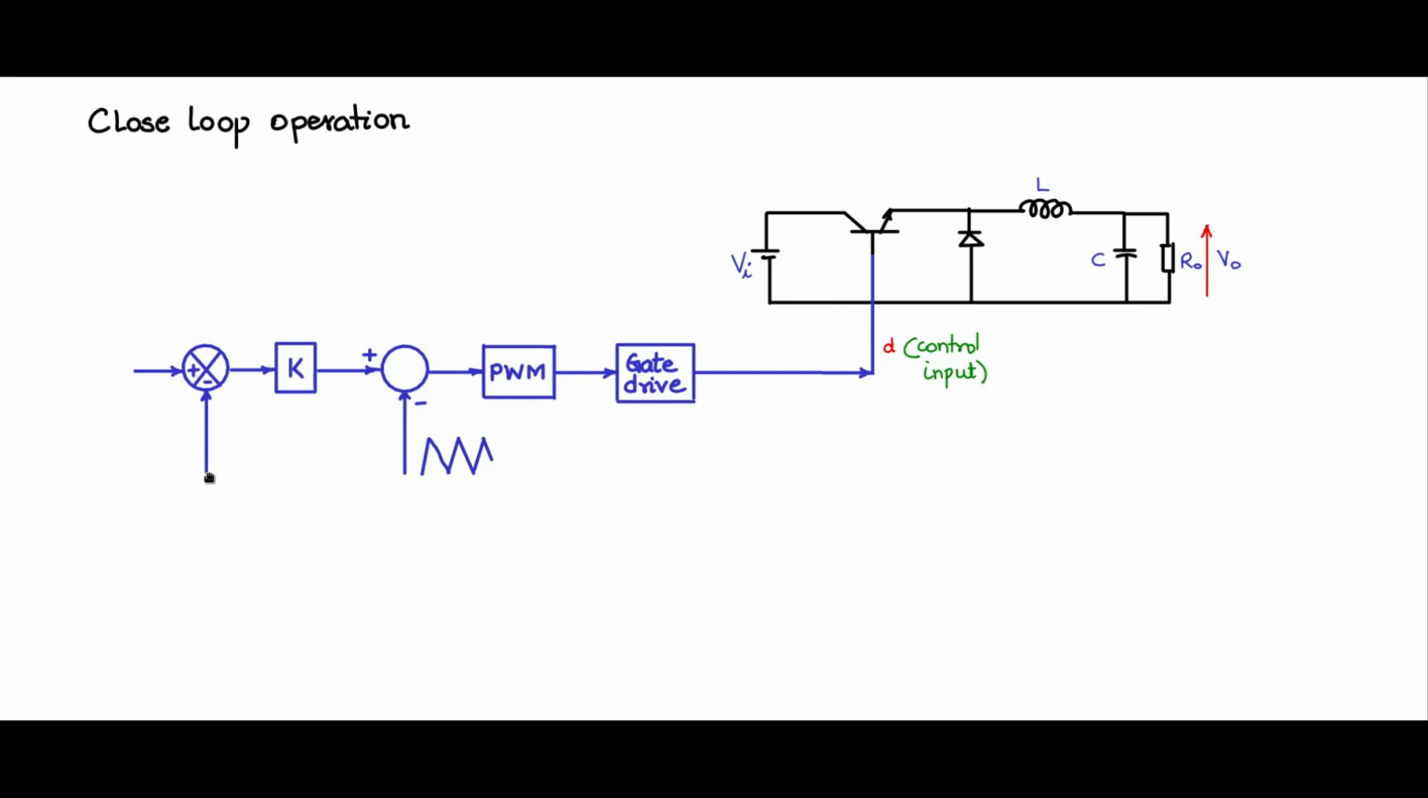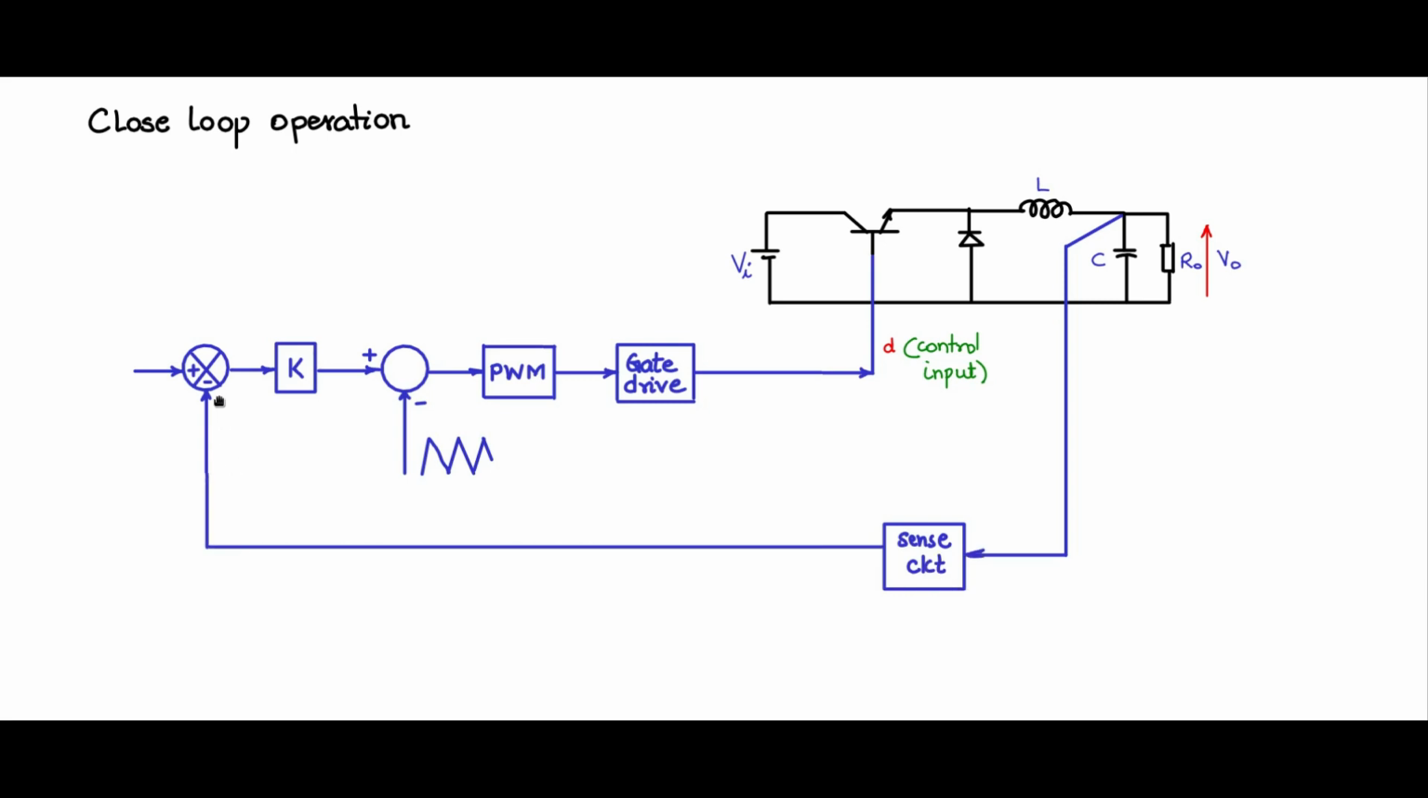Now this feedback here will be the output feedback. So we are sensing the output. If we are controlling output, we have to sense the output and pass it through a sense circuitry, which could be made up of op amps for stepping down, filtering, and then scaling. And the output of the sense circuit is given here to this compare circuit in order to do the control. So you have V naught reference and V naught feedback.